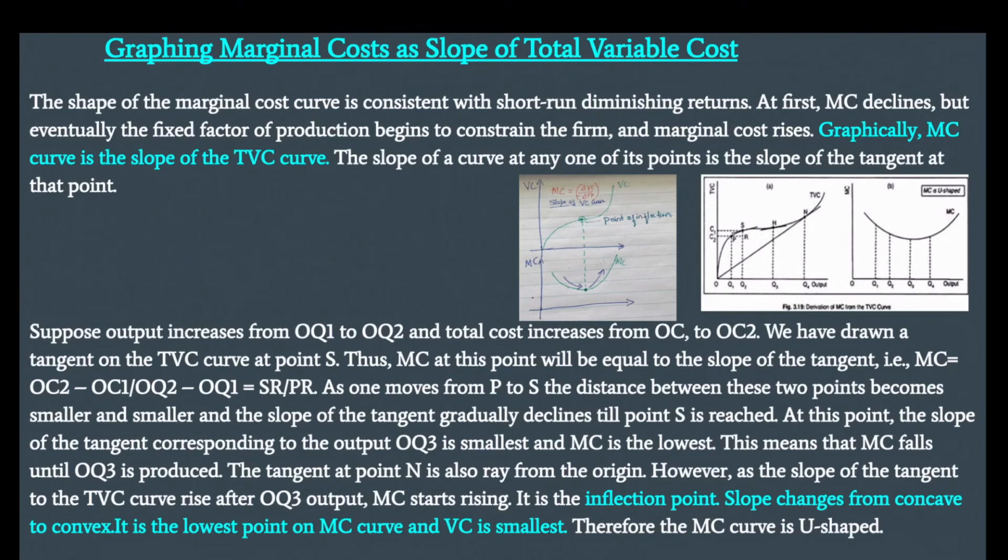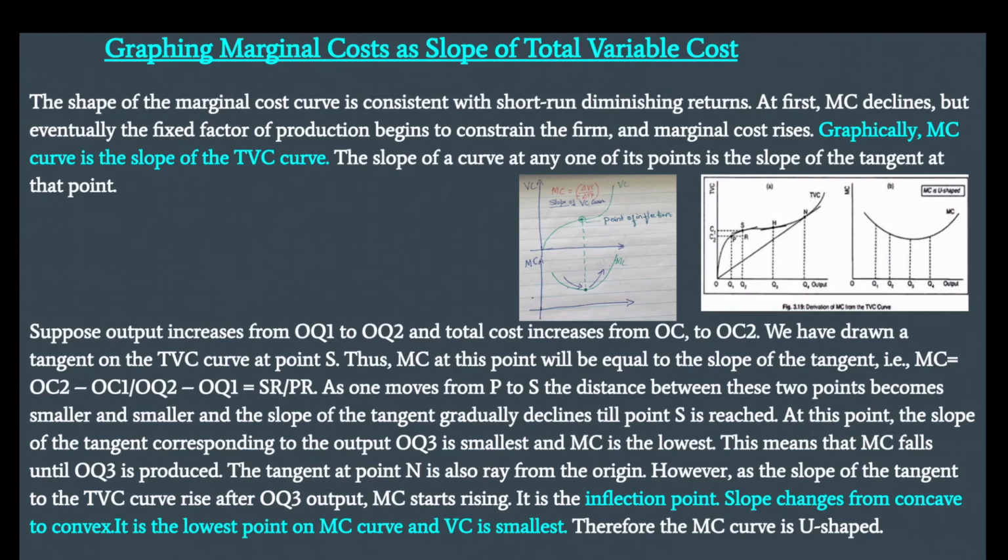As one moves from P to S, the distance between these two points becomes smaller and smaller and the slope of the tangent gradually declines till PS is reached. At this point, the slope of the tangent corresponding to the output OQ3 is smallest and MC is the lowest. This means that MC falls until OQ3 is produced. The tangent at point N is also a ray from the origin. However, as the slope of the tangent to the TVC curve rises after OQ3 output, MC starts rising.